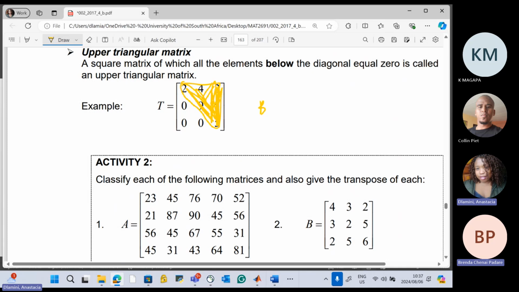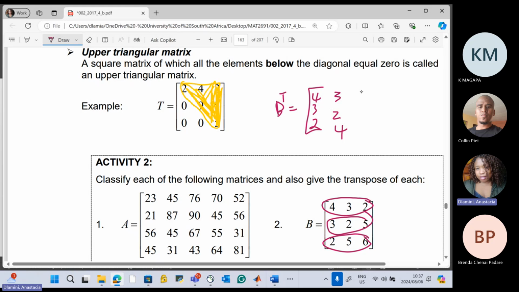So the column becomes the row and the row becomes the column. Done. So B transpose is equal to, we take this row, we write it as 4, 3, 2. We take this one, we write it as 3, 2, 4. We take this one, we write it as 2, 5, 6. And therefore, if we look at the matrix, it's exactly the same as B.